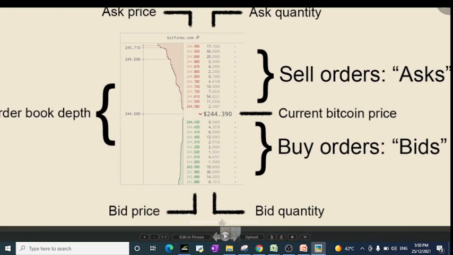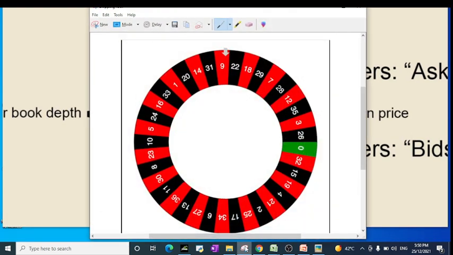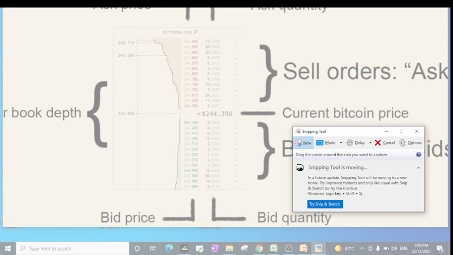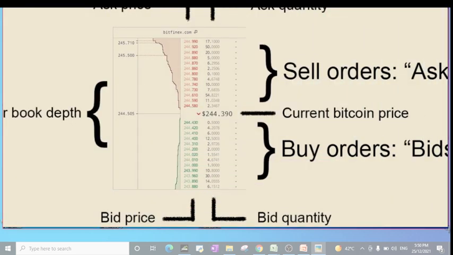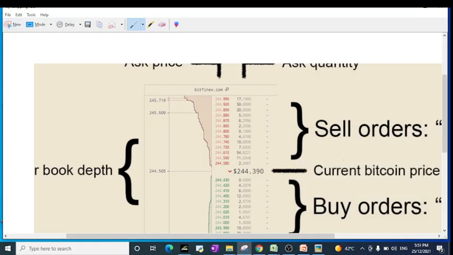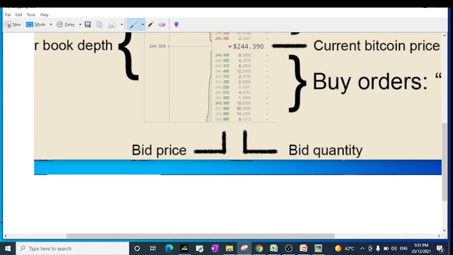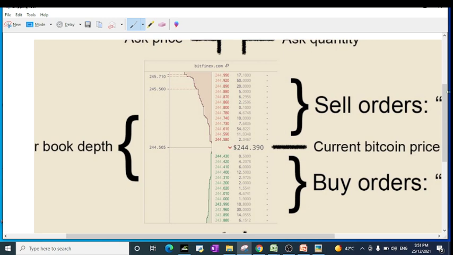So this is what another book looks like. These are stacks of buy and sell orders.